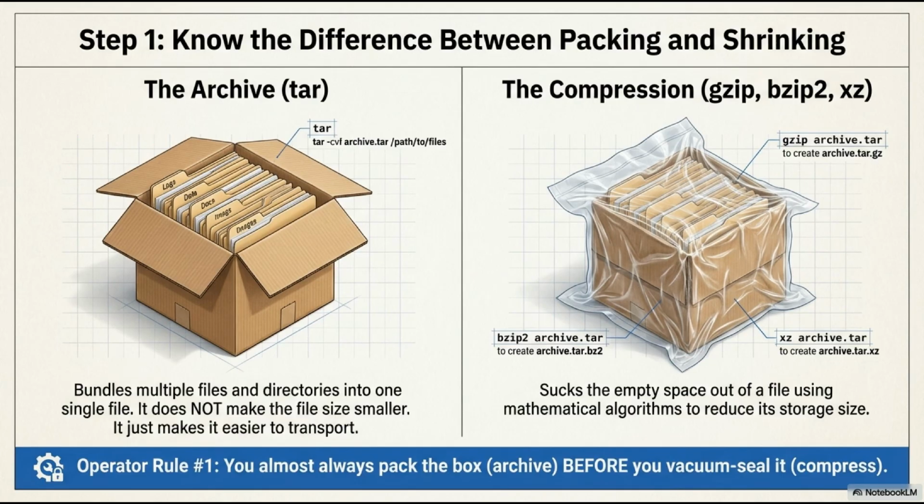But my question is, why does the slide explicitly say operator rule number 1 is to always pack the box before you vacuum seal it? Right, like why not just vacuum seal the loose pens? Yeah. Why can't I do that? Well, it comes down to how Linux file systems handle metadata. A file system doesn't just store data. What else is in there? It stores complex folder hierarchies, permissions, ownership records, symbolic links, all that stuff. A raw compression algorithm doesn't understand any of that. Oh, interesting. Yeah, it just looks for repeating byte patterns to shrink.